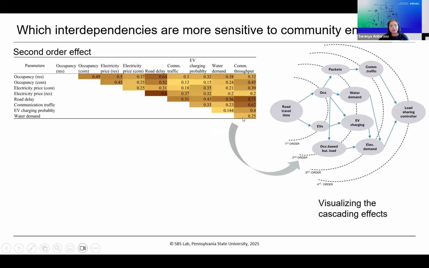We also looked at the second order, third order, and fourth order. These are cascading impacts and effects that happen because of each of these parameters. So we tried to visualize it. It looked more like this, where the road travel delays were impacting the occupants and EVs. EVs were impacting charging decisions, and so we traced all the parameters together.